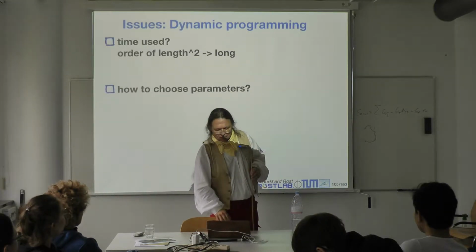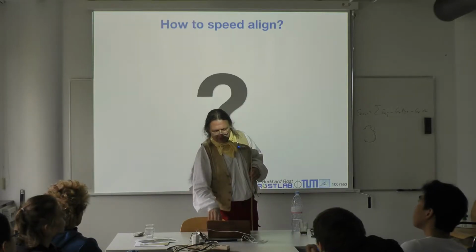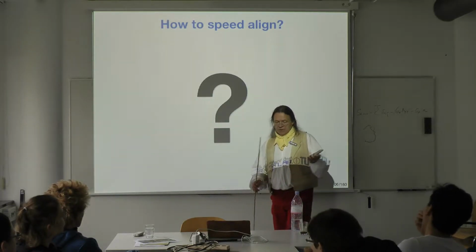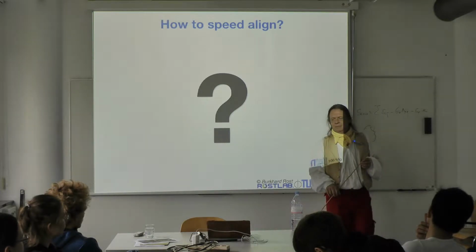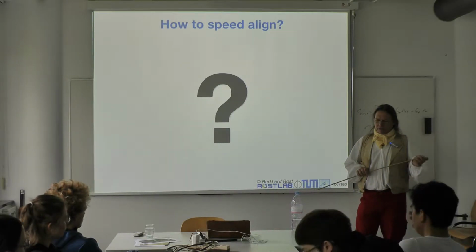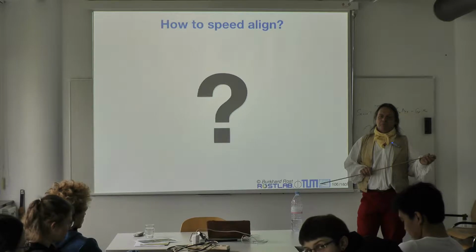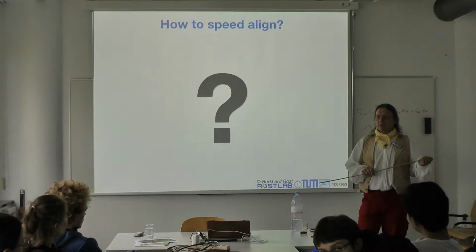Now, another issue here is how to choose parameters, for instance gap open penalty, gap elongation penalty, other penalties. But the more important issue really is, how can we speed up? The more important question is, how can we speed up?